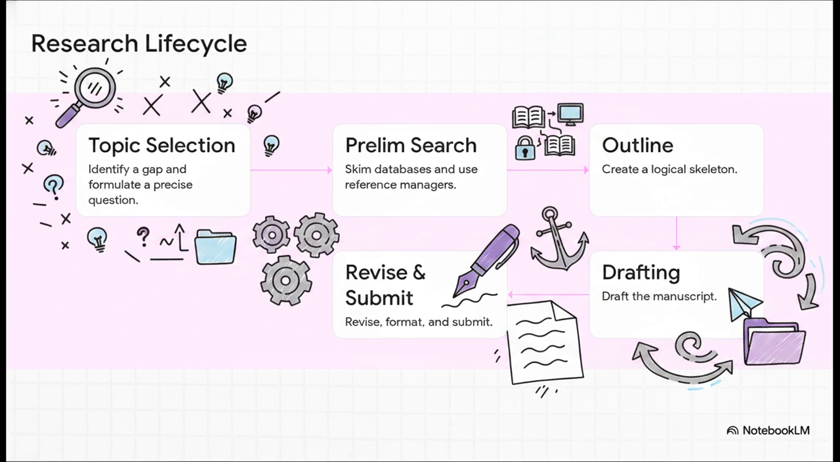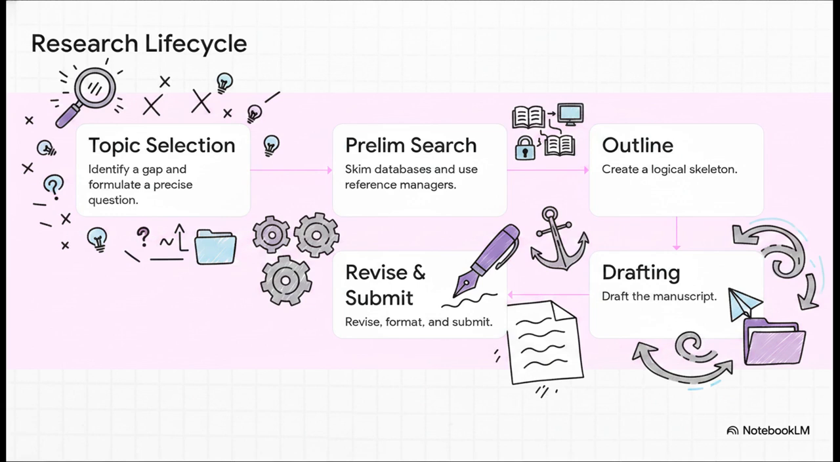First up is topic selection. You have to identify an actual gap in the knowledge and formulate a precise, researchable question. If you go too broad here, you are absolutely going to drown in data. Right. And then comes step 2, the preliminary search. This is where you're skimming databases just to figure out what existing scholarship is actually out there.